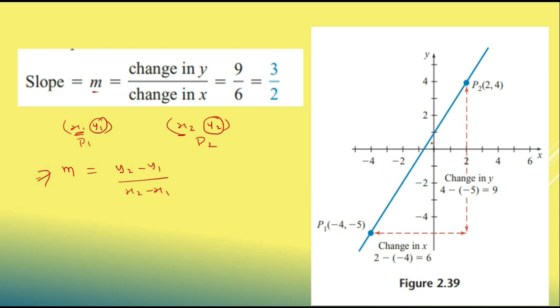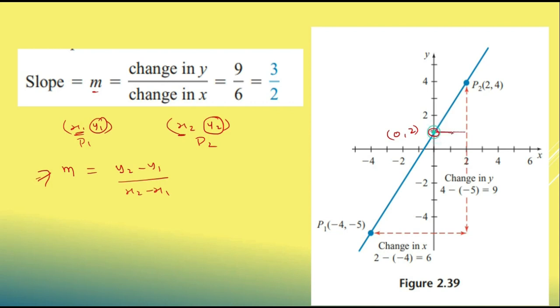Look at the y-intercept. The y-intercept is the point at which the straight line meets the y-axis, which is here at (0, 2). The x value is 0, the y value is 2. This is the point (0, 2). When x is 0, what is y? That is the y-intercept.